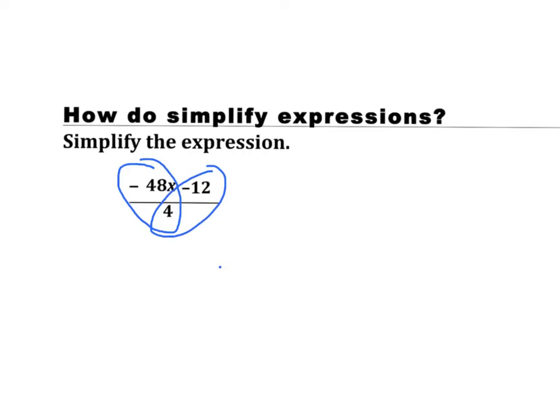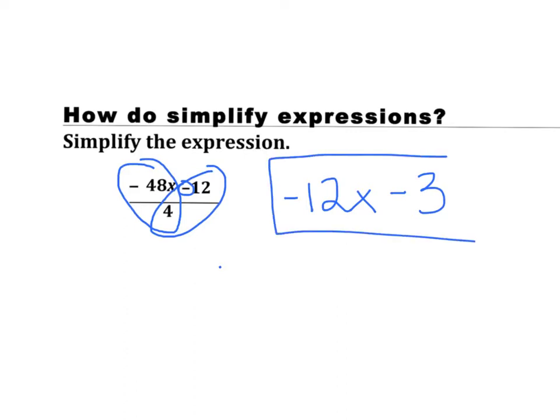I'm going to take negative 48x and divide that by 4, giving me a negative 12x. And then I'm going to take my negative 12 divided by 4, giving me a negative 3. Make sure you remember that this is a negative sign right there, or minus. So I'm going to have negative 12x minus 3.